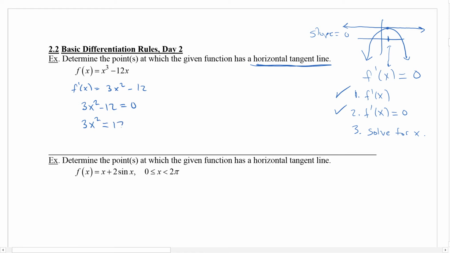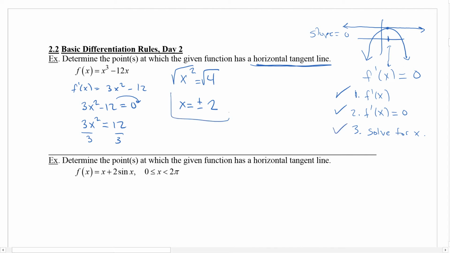3x squared is equal to 12. I just move the 12 to this side by adding 12 to both sides and then dividing both sides by 3. X squared is equal to 4, and then square rooting this, you get x is equal to plus or minus 2. Don't forget the plus or minus, okay? Every time you forget a plus or minus, a baby panda dies. Don't kill baby pandas. And that is our last step.